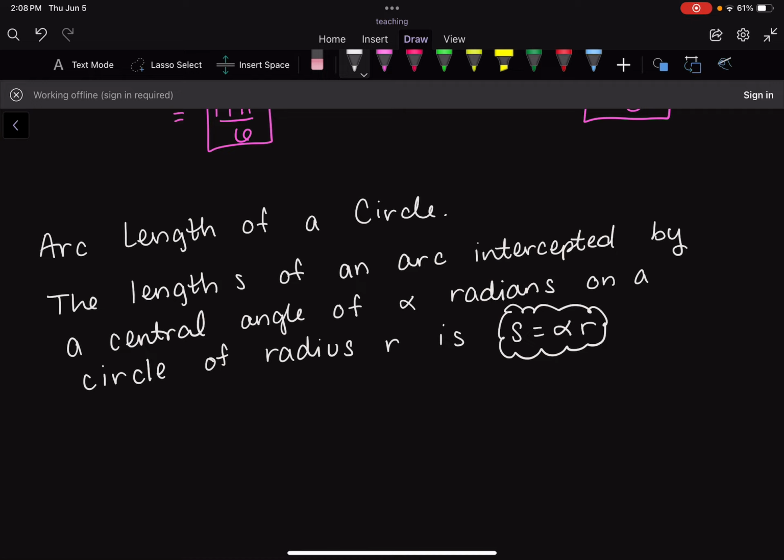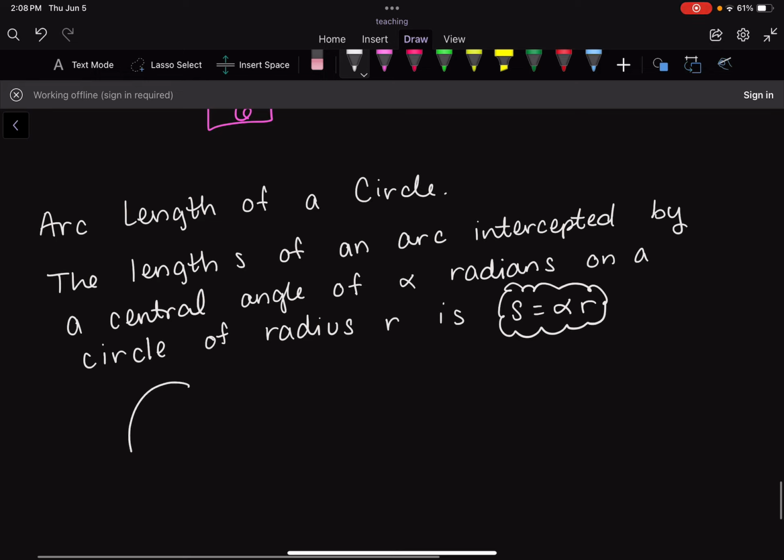I'm also going to draw you a picture to show you what this is talking about. So if I have a circle and I have this angle, and I know how big that angle is because I know alpha, this is S over on the edge here. This length here is what we are calling S. But it depends on how big my radius is.